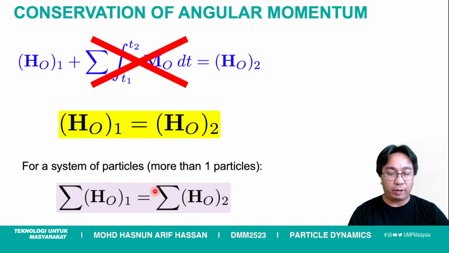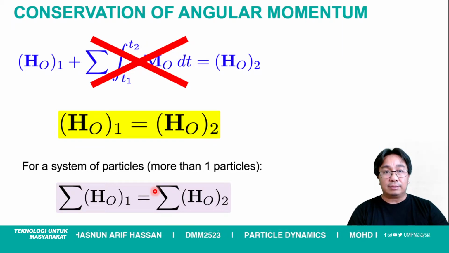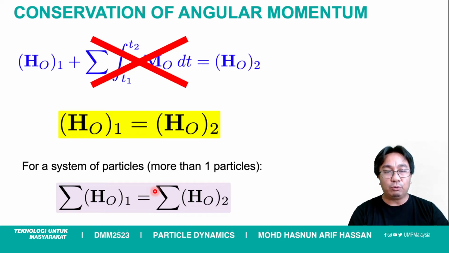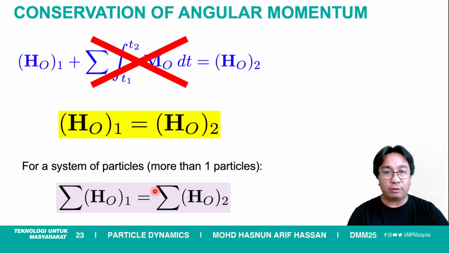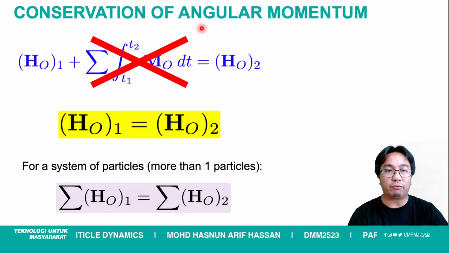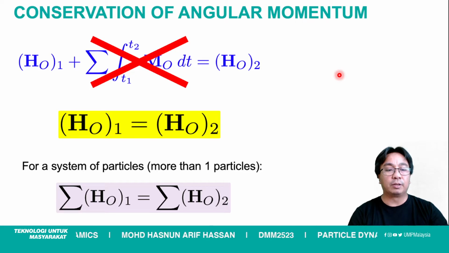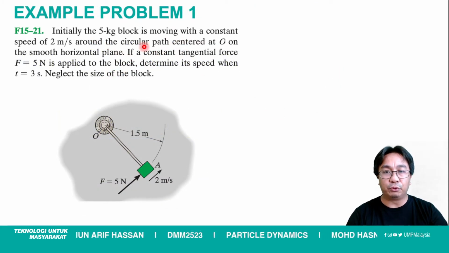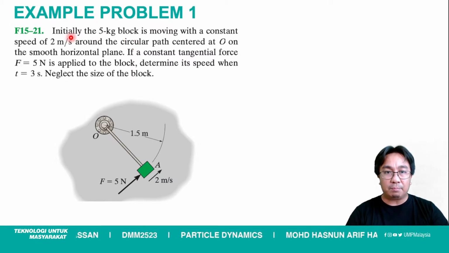So basically what we have covered today is the principle of angular impulse and momentum, and also the conservation of angular momentum. To understand this better, let's look at a few problems. Example problem 1.